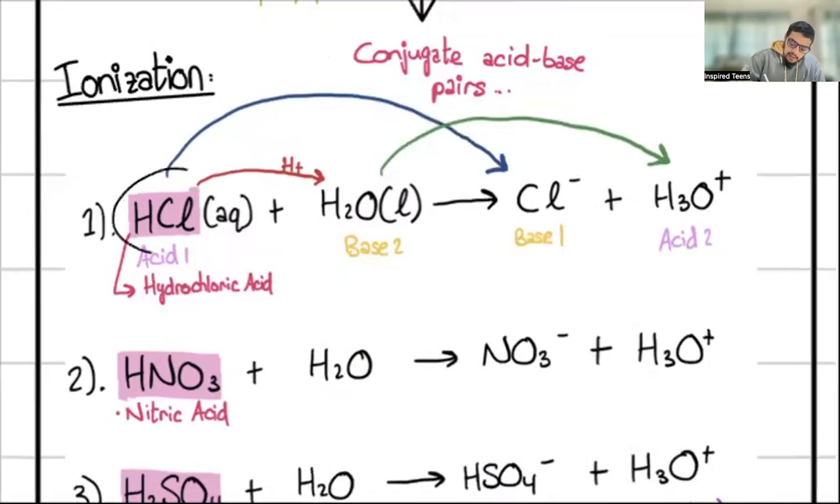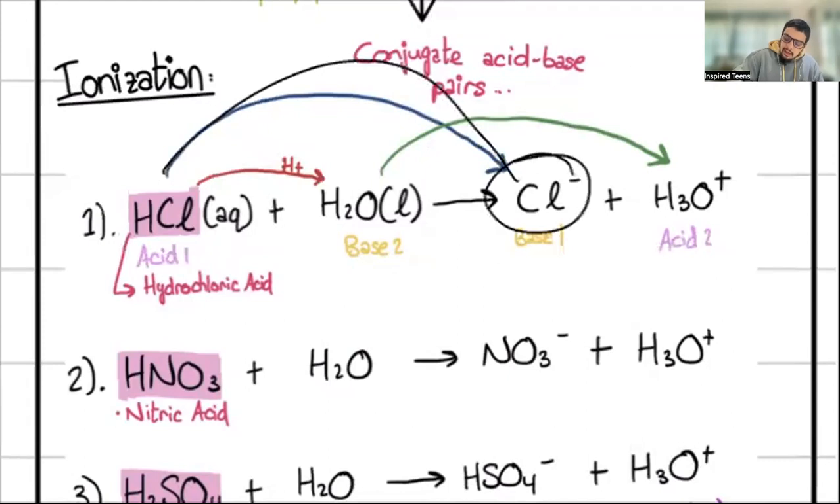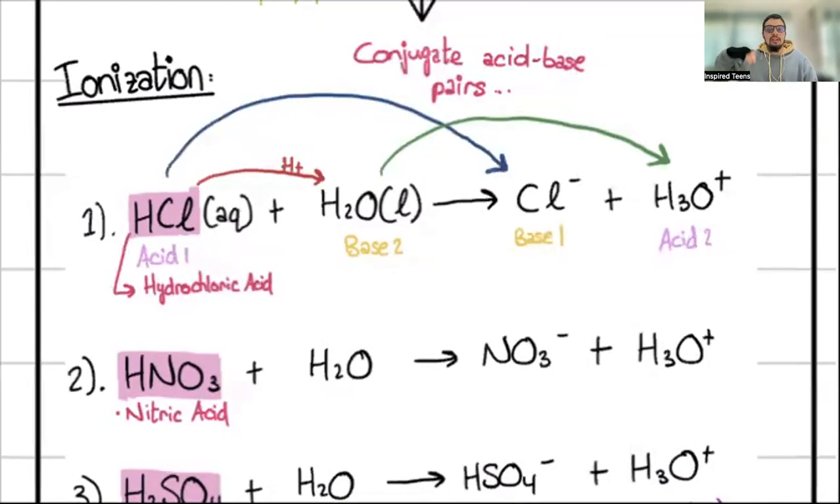We have HCl, okay, pay careful attention to this. We have HCl donating its hydrogen to H2O. How do we know that? We can see that on the right-hand side, HCl became Cl minus. So it certainly donated that H plus.